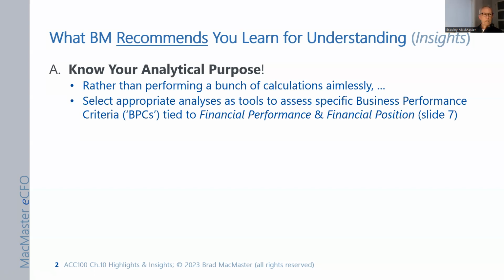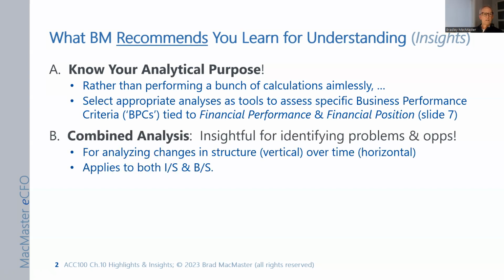In addition to horizontal and vertical analysis, I find that combining those 2 types of analysis is very insightful for helping me identify problems and opportunities in a business. This allows us to analyze changes in structure, which comes from the vertical analysis. So, for example, on the income statement, a vertical analysis gives us insights about the structure of how a business entity makes money. And in the balance sheet, the structure helps us understand the composition of assets between short-term and long-term, as well as the composition of financing, primarily between debt and equity.